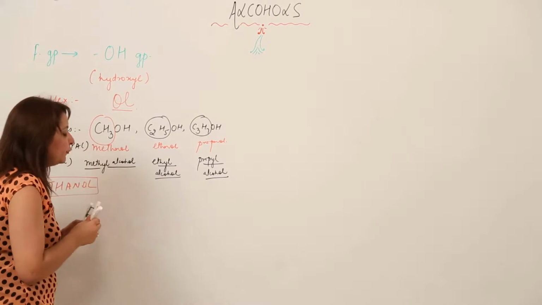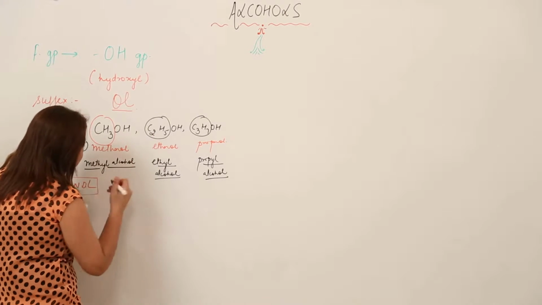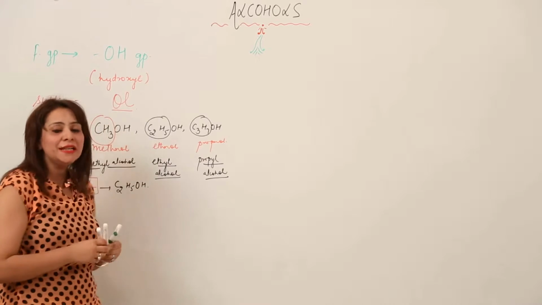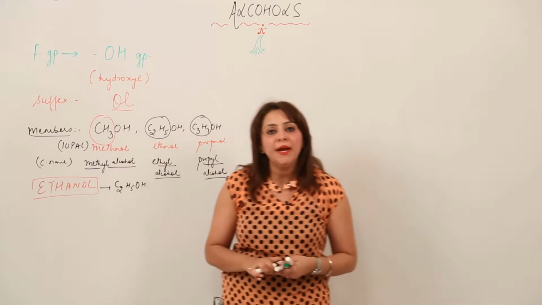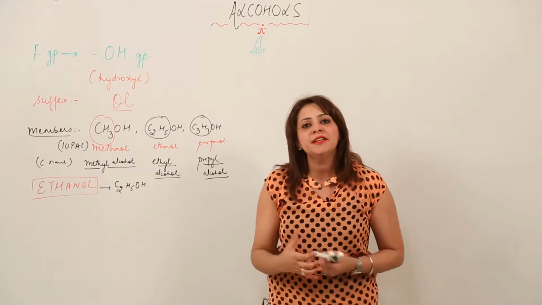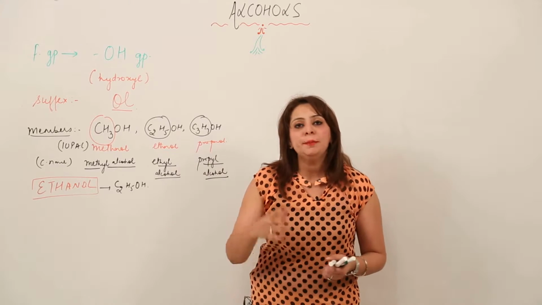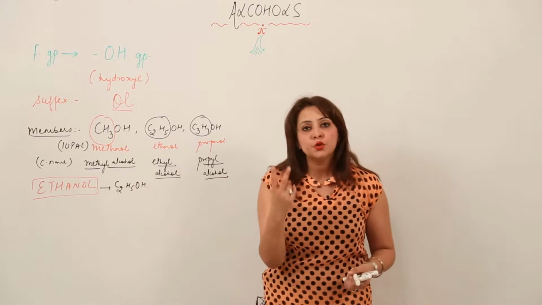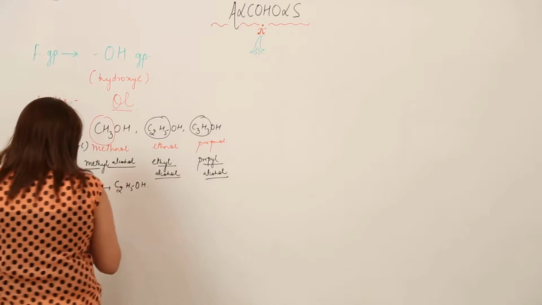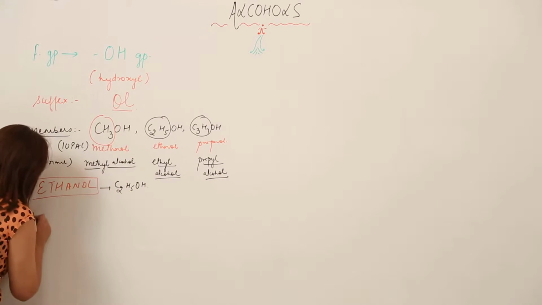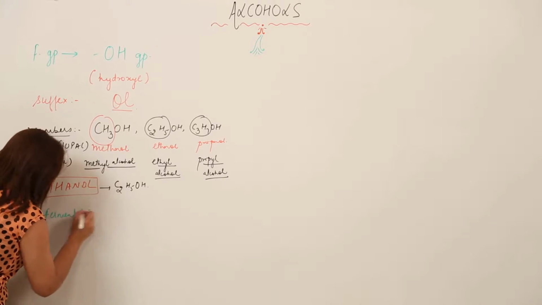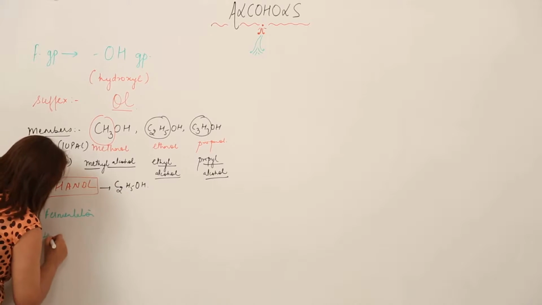Right. So what is the formula for ethanol? As I told you, it is C2H5OH. So let us see how ethanol is prepared. There are many methods to prepare ethanol, but the basic methods used in preparing ethanol are two methods. One is fermentation and the other is hydration of alkenes.